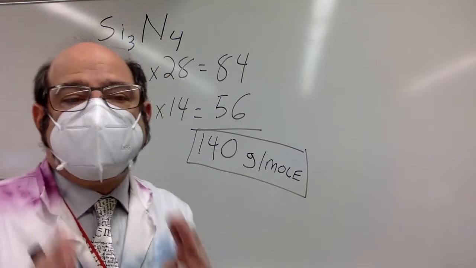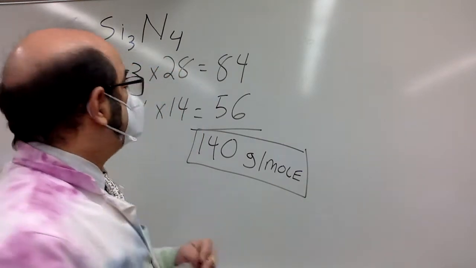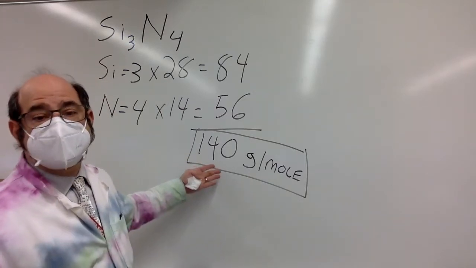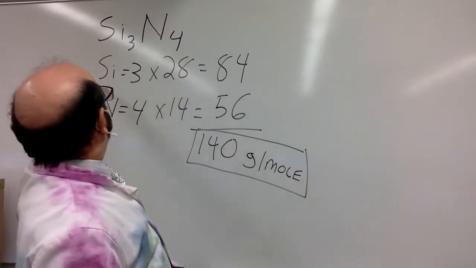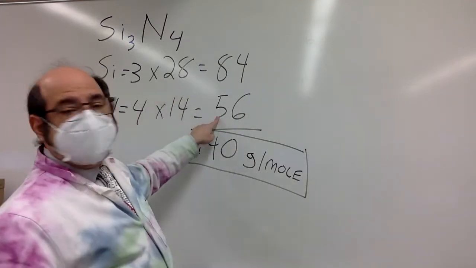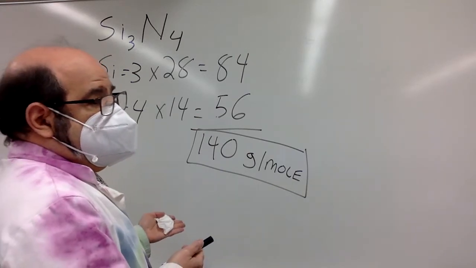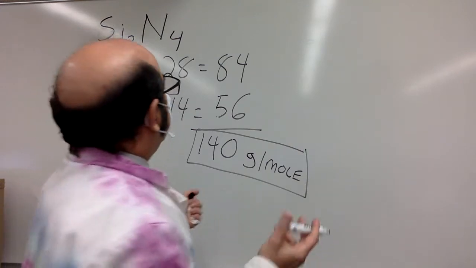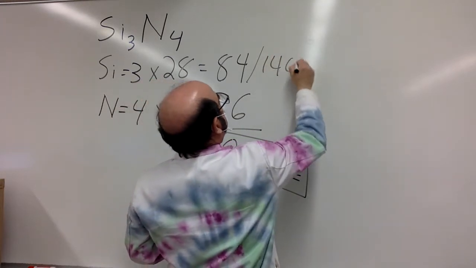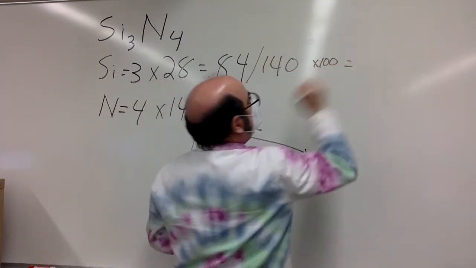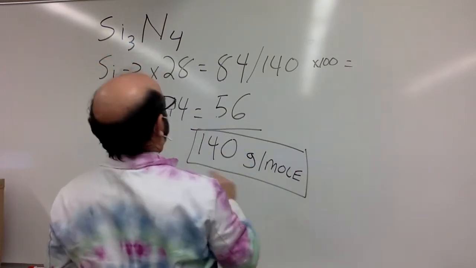What's a percent? A percent is the number over the whole. So this is the whole, the entirety. And what's the part? That's the silicon part, and that's the nitrogen part. So part divided by whole times 100 is percent. Part divided by whole times 100 gives us the percent. And we can do the same for here.